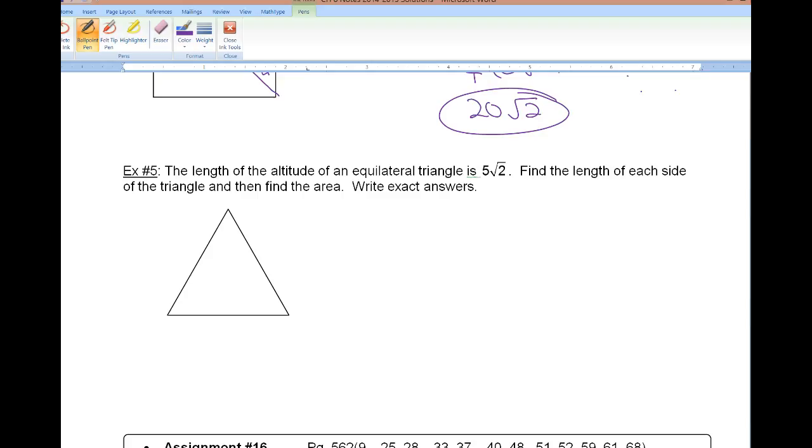Did everybody get 20 root 2 for example 4? Yeah. Okay. We explain why that is. Multiply 5 root 2.